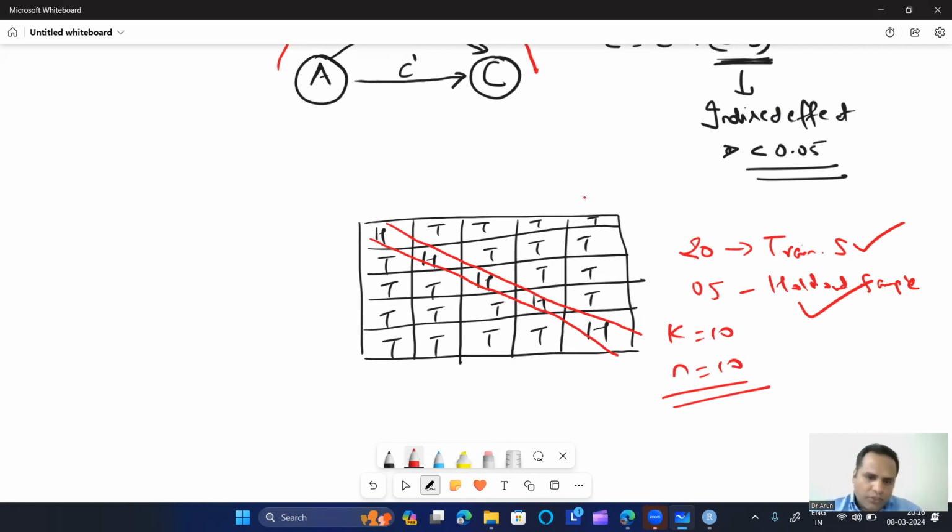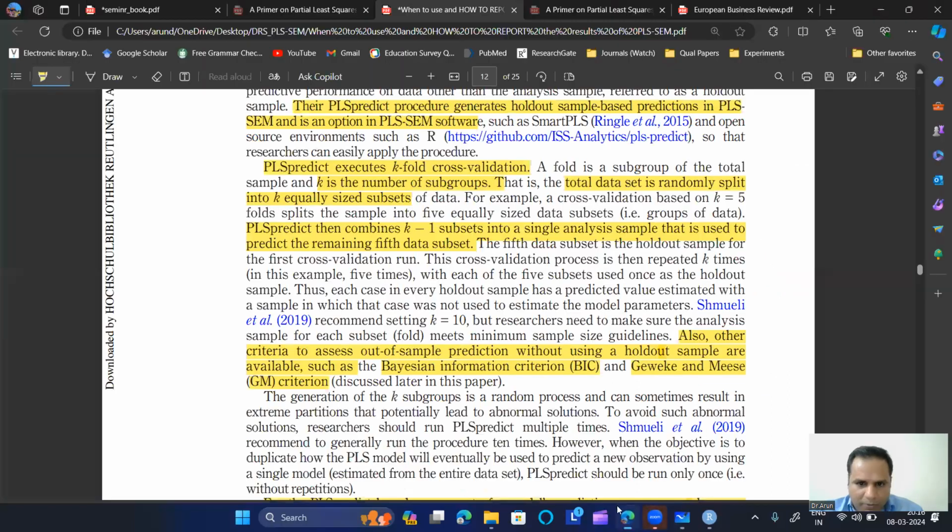That's an iterative process. Okay. So this paper, if you read it, talks about that only. So now what we are going to do.